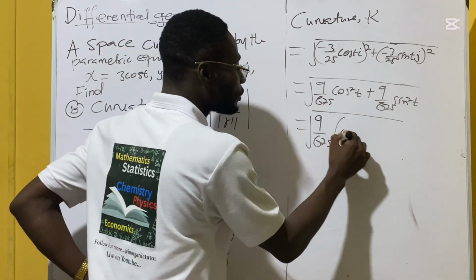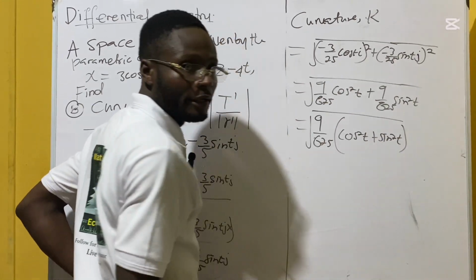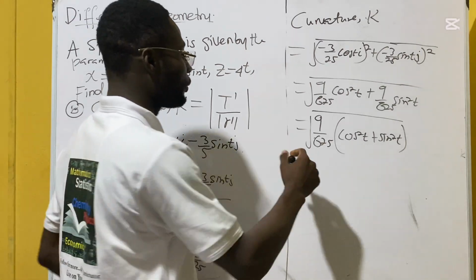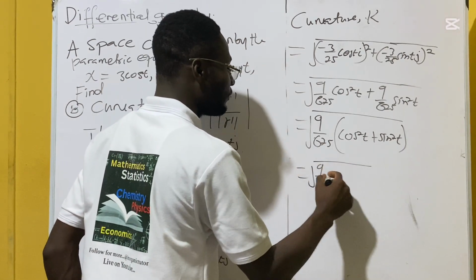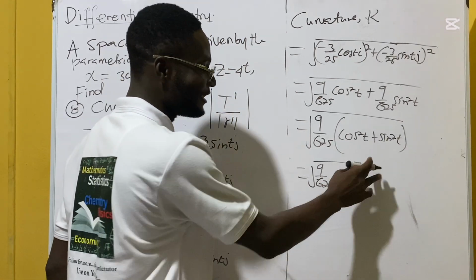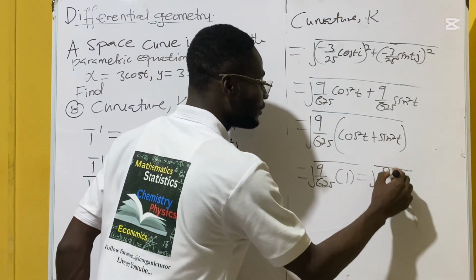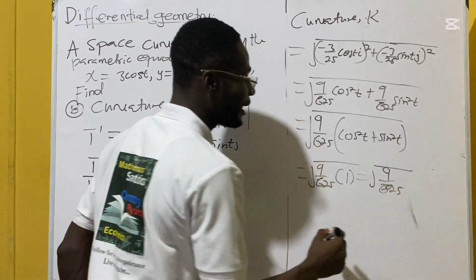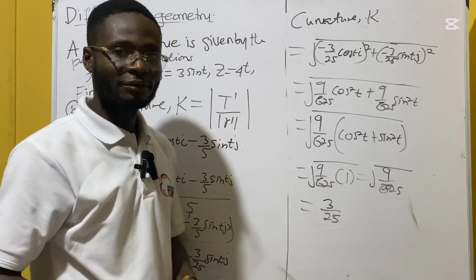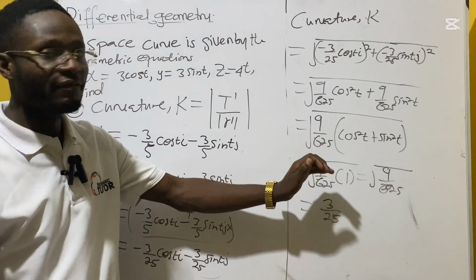Then we have cos squared t plus sine squared t inside again. So we know that this is a property, it's equal to 1. So we're going to have the square root of 9 over 625 into 1. This is so interesting. So we're going to have the square root of 9 over 625, right? And that is basically 3 over 25. Wow, that is interesting. So we have the curvature.